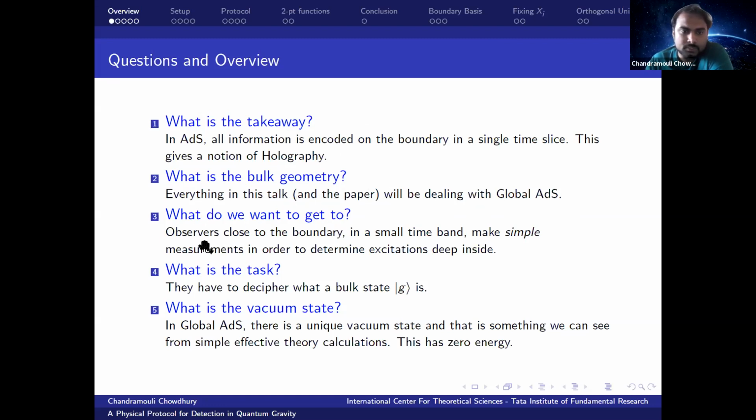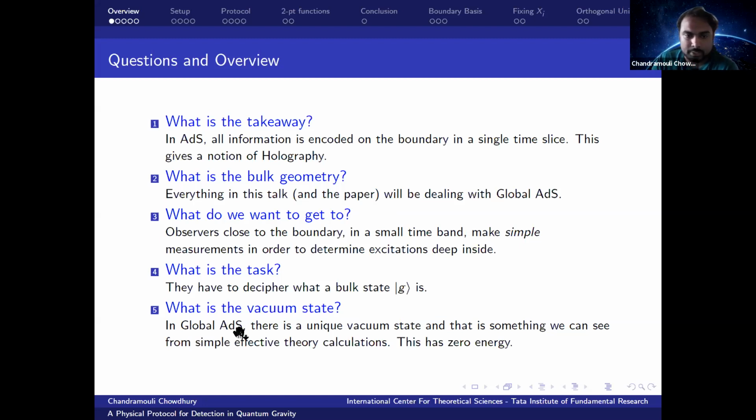And what we want to get to is the following statement. Let's say you consider global ADS, which all of you know is like a box. And then you'll have a set of observers who are living close to the boundary. And the observers are all in a single small time band. Okay, this is essentially a small time slice, or it's a single time slice, but with a slight width. But therefore it becomes a small time band. And the idea is that they'll make some simple measurements in order to determine what excitation is inside ADS. So if you consider empty global ADS and you try to make some excitations on top of it, then observers who are living on the boundary in a single time band will have to determine what that excited state is. And mostly the state is going to be denoted by G or something like G modified, and I'll describe that later.